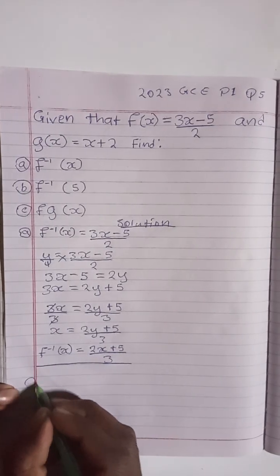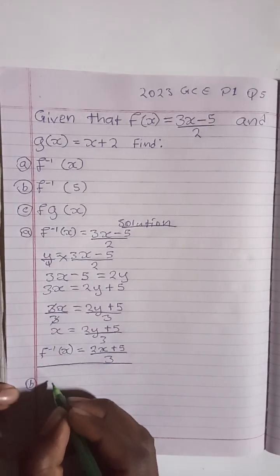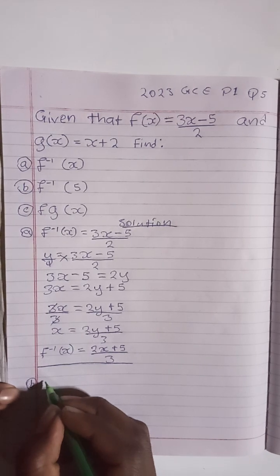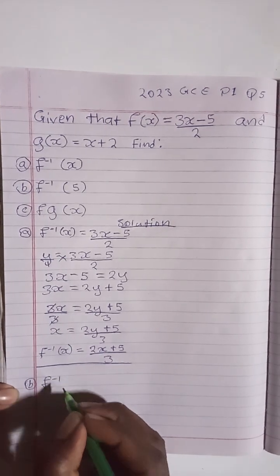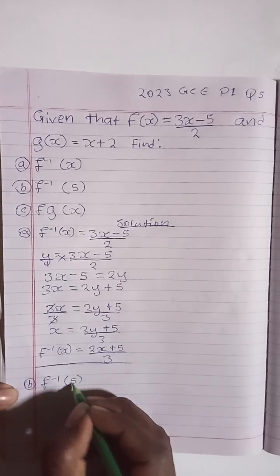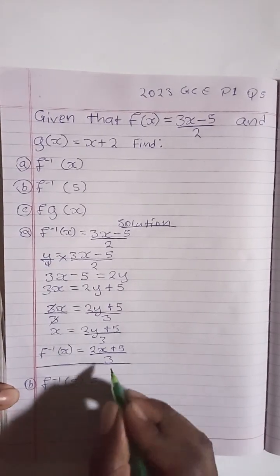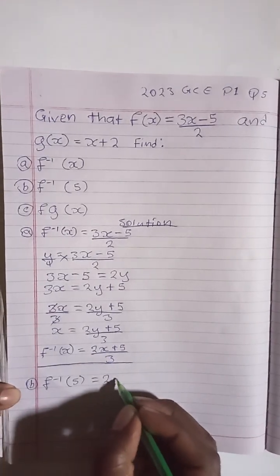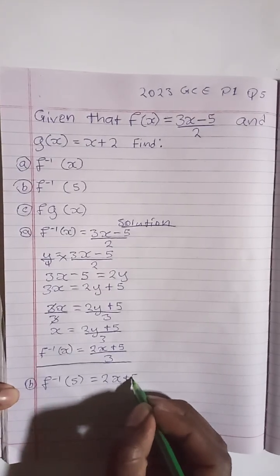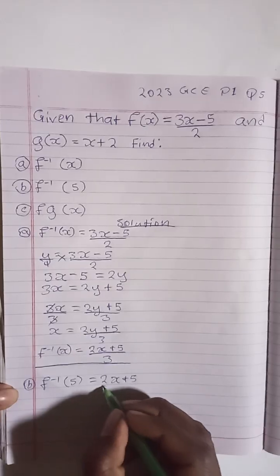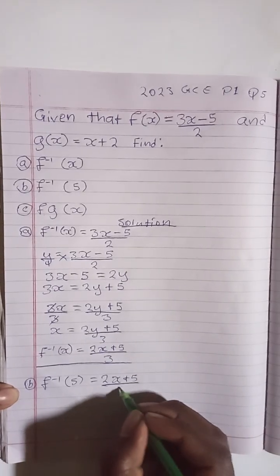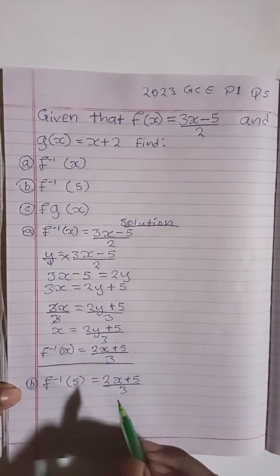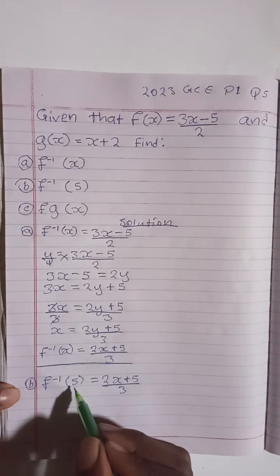This is question B. So we are going to say the inverse function of 5 is equal to, we are going to get this answer the way it is, (2x + 5) over 3. So now our job here is to substitute, to replace here where there is x with a 5.